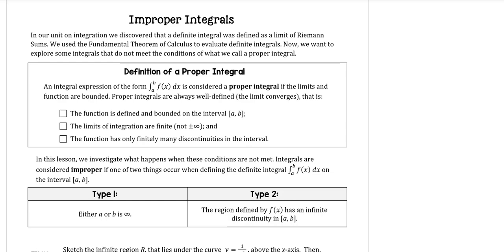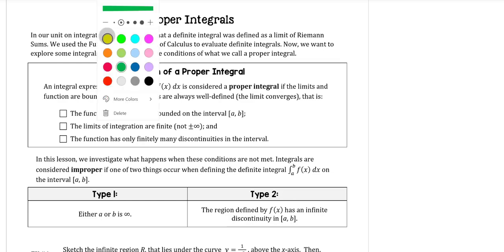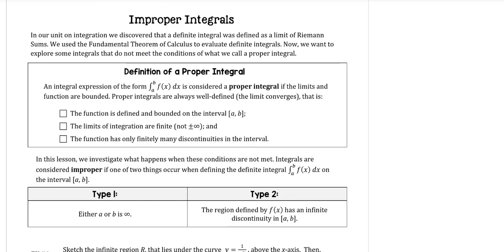So let's start by defining a proper integral. An integral expression in the form of the integral from a to b of f of x dx is considered a proper integral if the limits and the function are bounded. So what we're saying here, and this is important, is that the limits and the function are bounded. They're well defined and the limit converges.